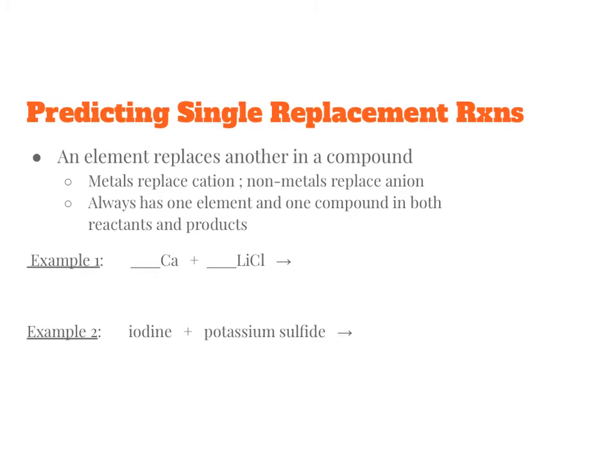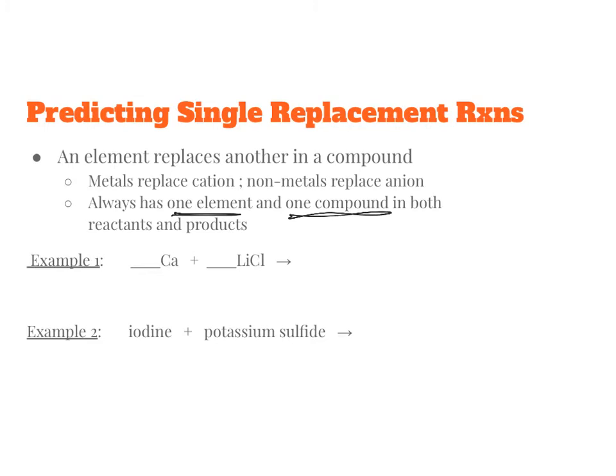Is your singleton, or that single element that's off by itself in the reactants, is that going to be a metal or a nonmetal? Keep in mind that with predicting single replacement reactions, it's always going to be those ones that have one element and one compound in the reactants. And those are actually going to just be rearranged in the products.